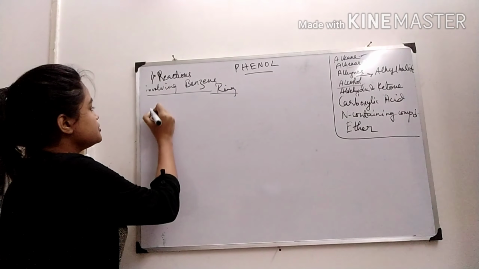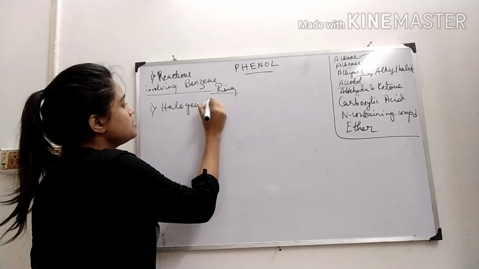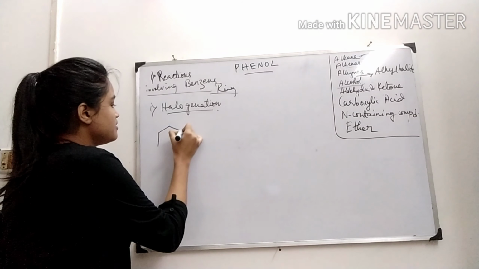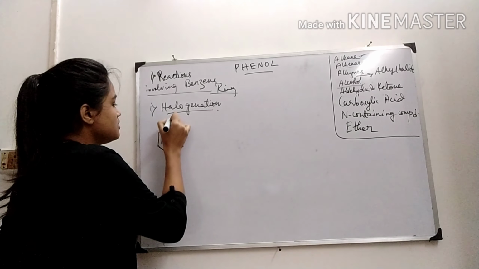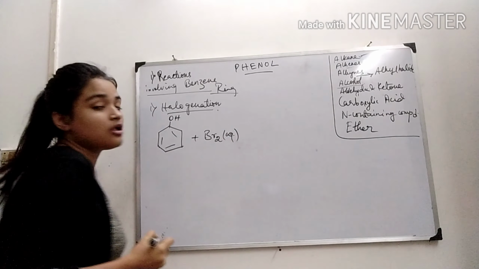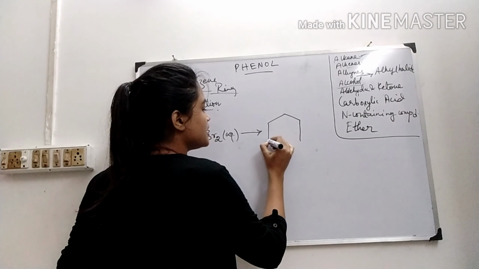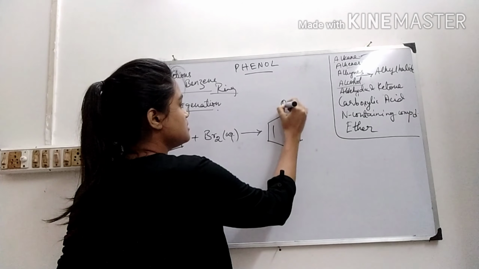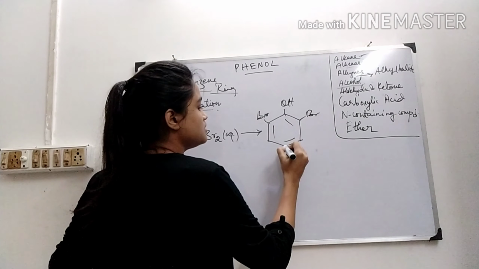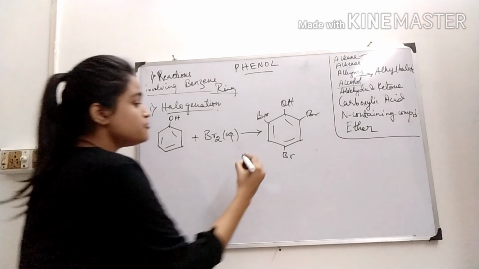The halogenation reaction. So first one will be halogenation, where halogen will be added. So if I take phenol and add bromine, but the solvent is aqueous in nature, in that case we will get a product like this. We will get 2,4,6 tribromophenol.